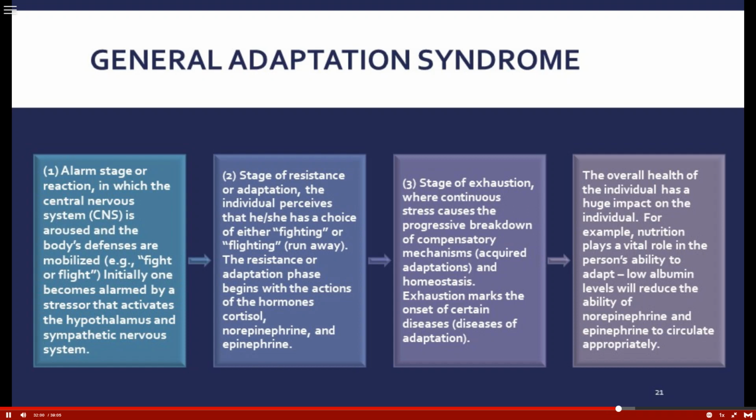The last little thing here is, once again, that overall health of the individual has a huge impact on whether or not that person moves to that third stage. Nutrition is so important. And nutrition is one thing. Of course, we know how important sleep is. I talked about that in part 1. So sleep, some of those basic things, eating, sleeping, excellent way of controlling those bad effects of stress.